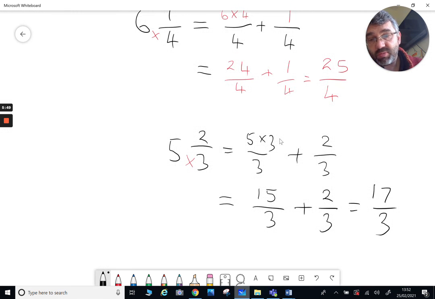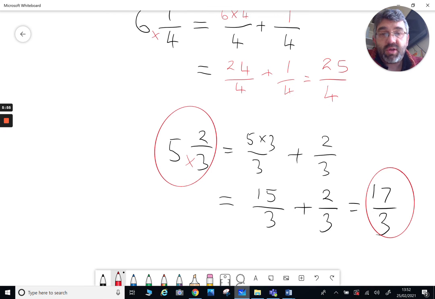Okay, so just to remind you what's what. This is your improper fraction, whereas this here is a mixed number, where you've got whole numbers and a fraction.